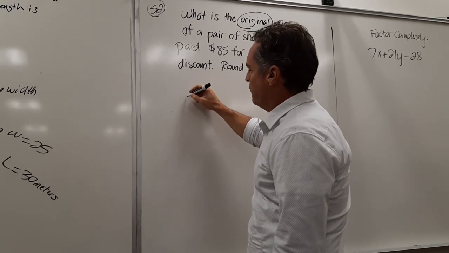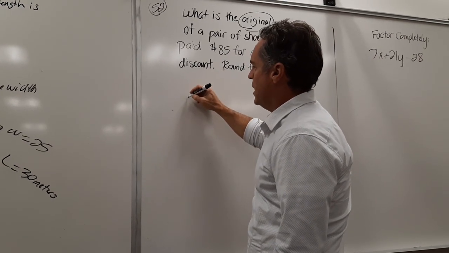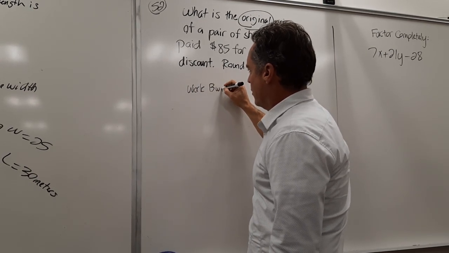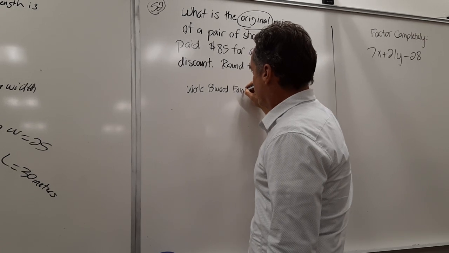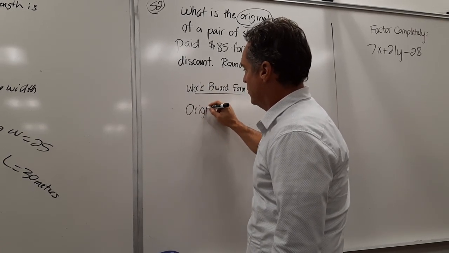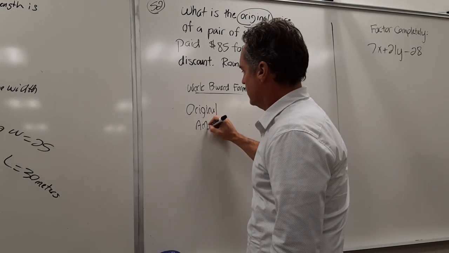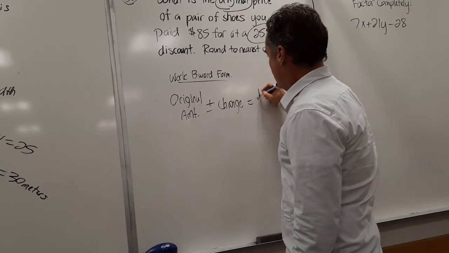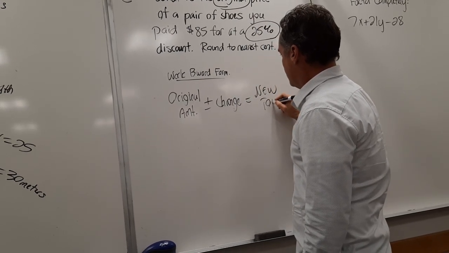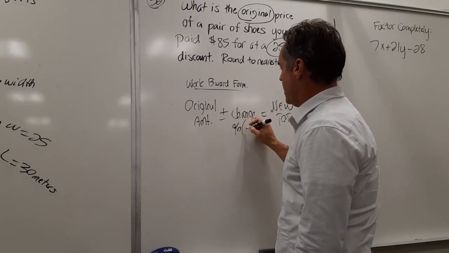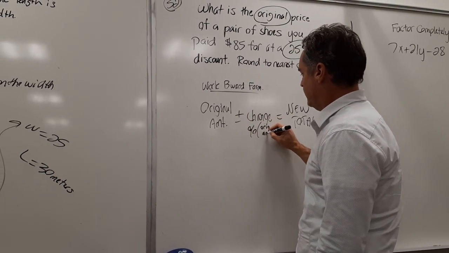So we learned a formula here that we have to have memorized all the time when it comes to work backward. Our work backward formula is: original amount plus or minus a change to that amount will always equal the new total. Remembering that the change is always a percent times the original amount.